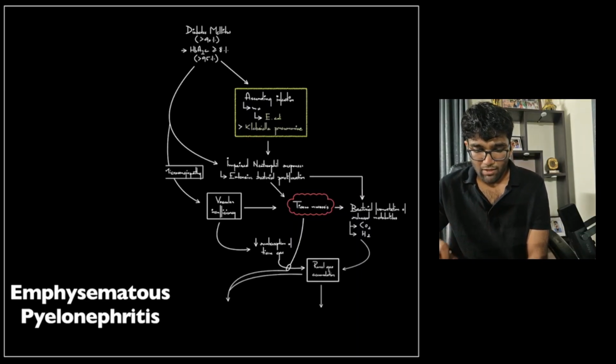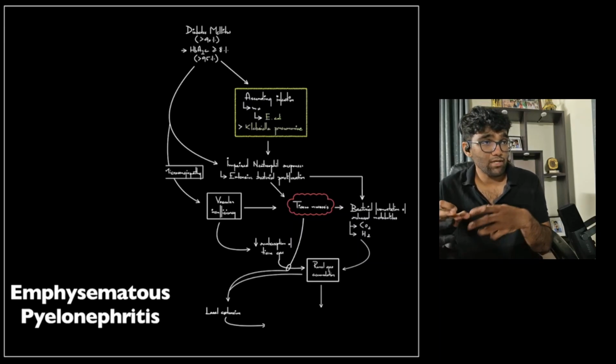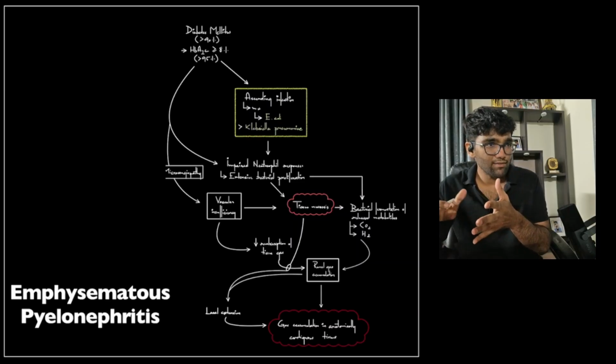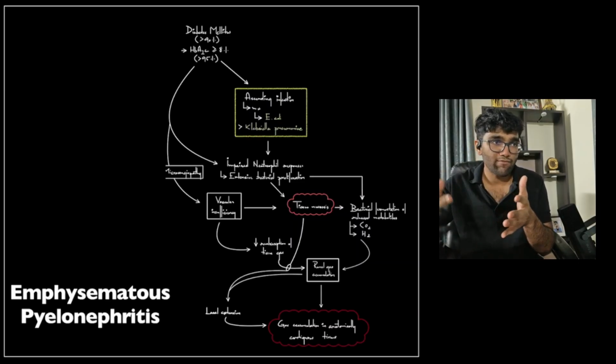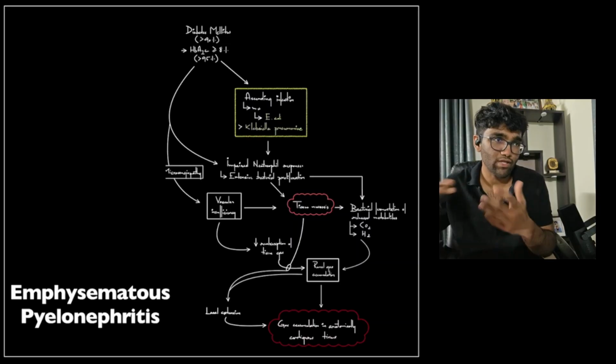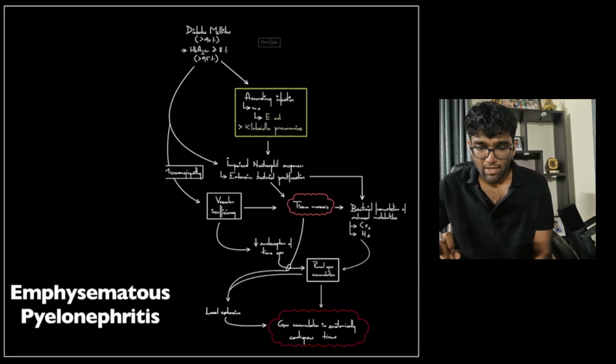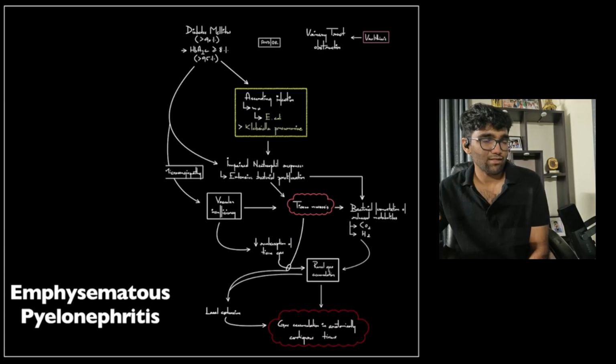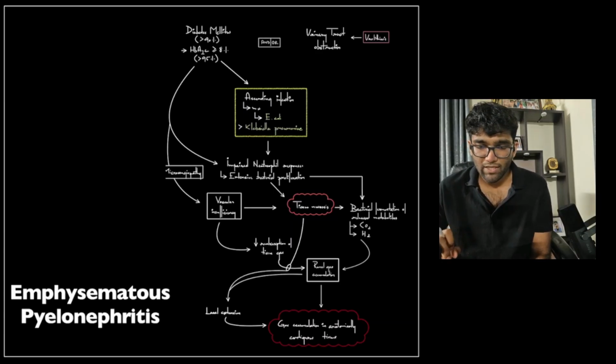Okay, now this accumulation of gas within the renal parenchyma can actually, through its physical effects, cause local extension, and eventually the gas can seep into the perinephric tissues, and then even outside of the kidney into the retroperitoneal space. Now there's another risk factor that is often missed in case of emphysematous pyelonephritis, that is obstruction of the urinary tract, due to urolithiasis.